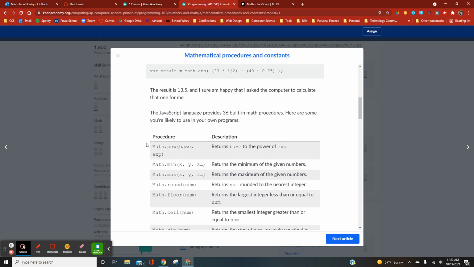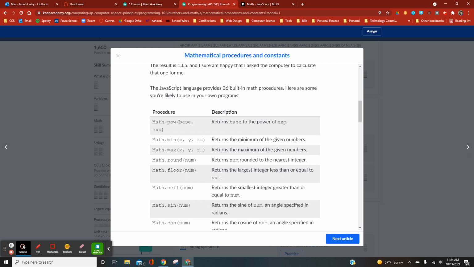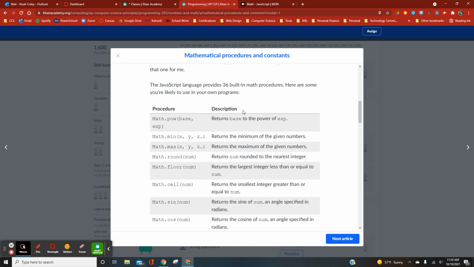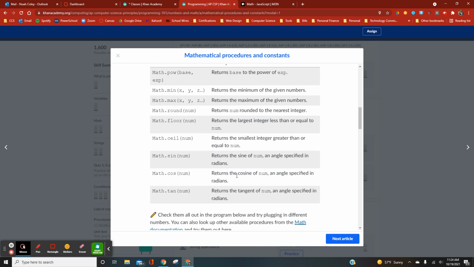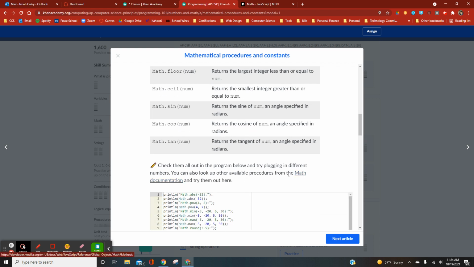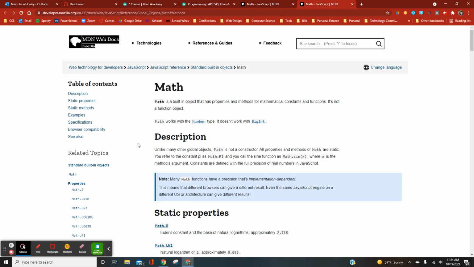That's wonderful. Now, the JavaScript language provides 36 built-in math procedures. Here are some you'd like to use in programs, okay? And I'm not going to go through these right now. I'd like you to read through them. But here's what's neat. I'm going to open this in a new tab. And this is JavaScript reference stuff, okay?